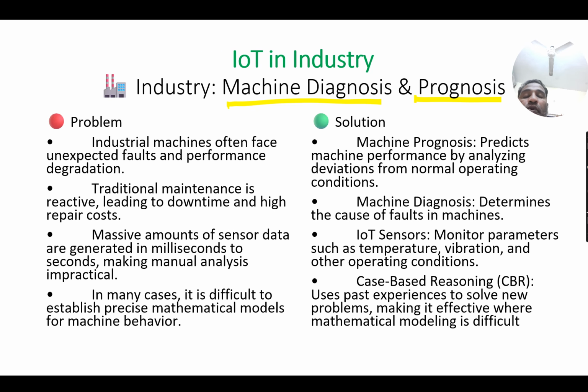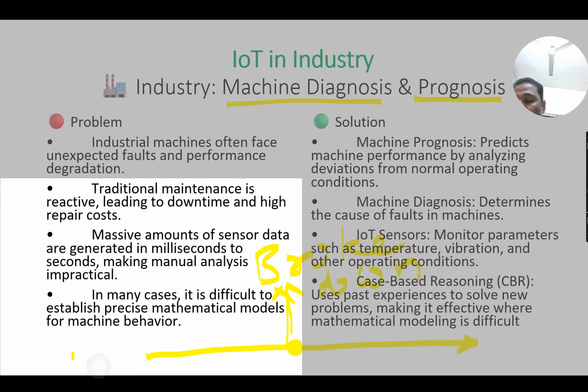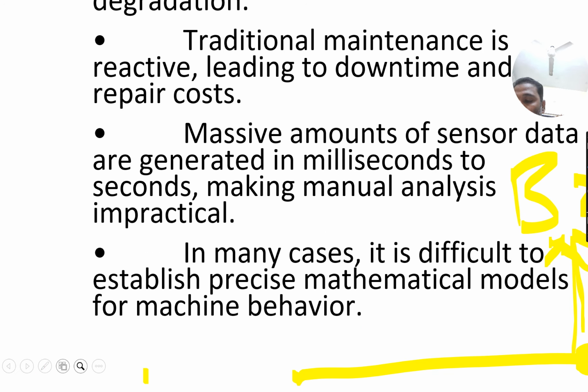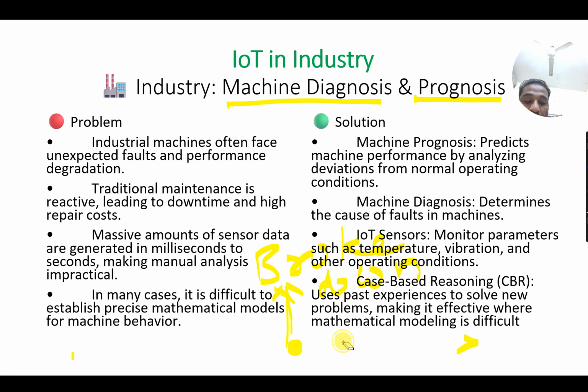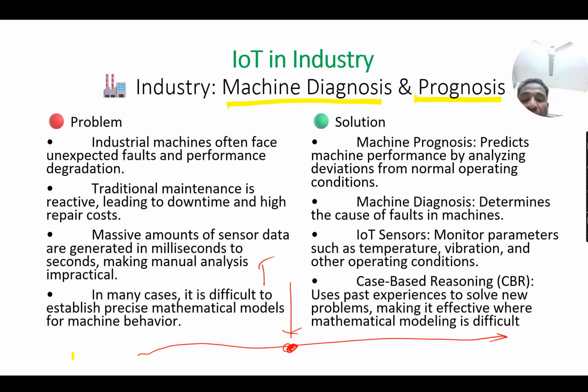Machine diagnosis and prognosis. In the previous class, I explained diagnosis and prognosis clearly. Once again, I can explain it. Suppose this is the point where the machine has broken down. I'll prefer a different color. This is the timeline, and at this point of time there is a fault, a machine fault or breakdown.